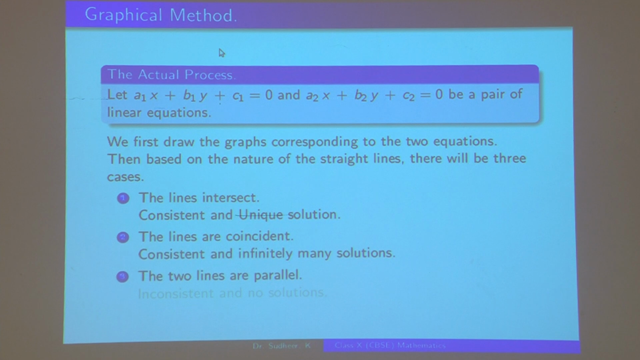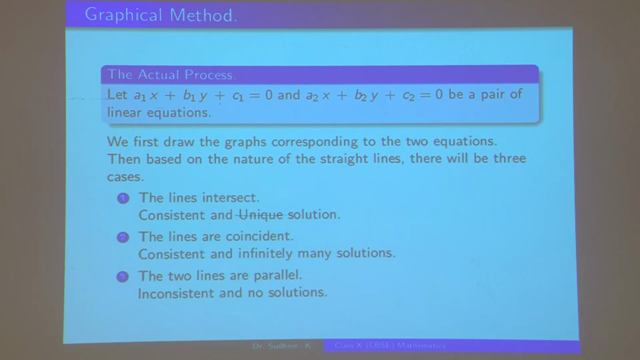So suppose a1x plus b1y plus c1 equal to 0 and a2x plus b2y plus c2 equal to 0 be a pair of linear equations. The actual process is, first we draw the graphs of the two equations on the same graph paper or on the same sheet. Then based on the nature of the straight lines, we will have the following cases.